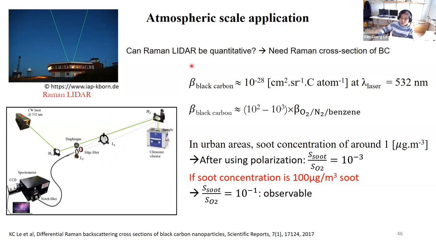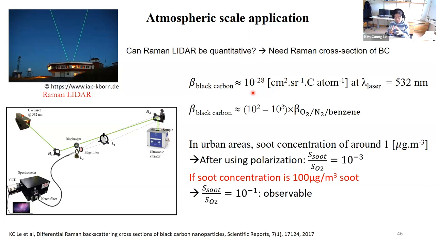So in general, the Raman cross-section of soot and black carbon is around 10 to a power of minus 28 centimeters square per steradian per carbon atom at an excitation wavelength 532 nanometer. And this value is actually called large value. It's around 100 to 1,000 times higher than the Raman cross-section of oxygen, nitrogen, and water vapor.